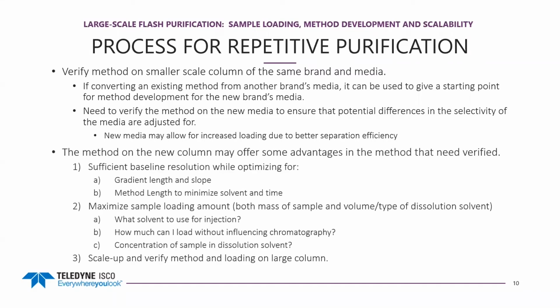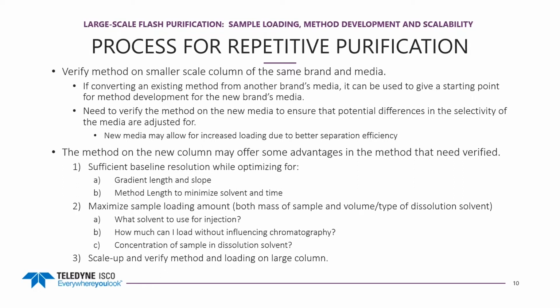The method on the new column may also offer other advantages that would need to be verified. Do we have sufficient baseline resolution? Can we optimize the gradient length and the slope more by shortening it? Shortening the method length minimizes solvent and time. Are we able to maximize the sample loading amount? Can we add more sample? What solvent are we using for injection? How much can we load without influencing the chromatography? We'll talk specifically about how an injection solvent can really impact your chromatography, and how making good choices for injection contributes to good chromatography as it travels down the column. And finally, what's the concentration of the sample that we're loading?